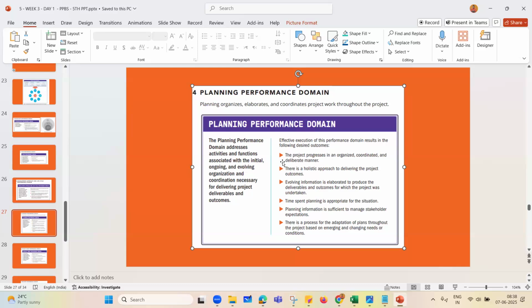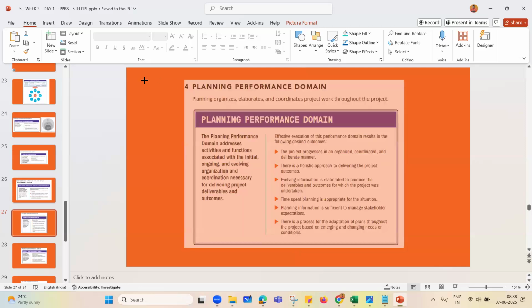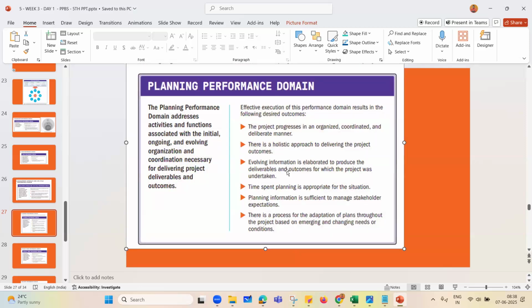Now, the purpose behind this is crystal clear. You develop and maintain a project plan that achieves the project's objective. So that development will happen only for planning, not the coding part yet. Okay. Now, I want you to read the right side of this card.